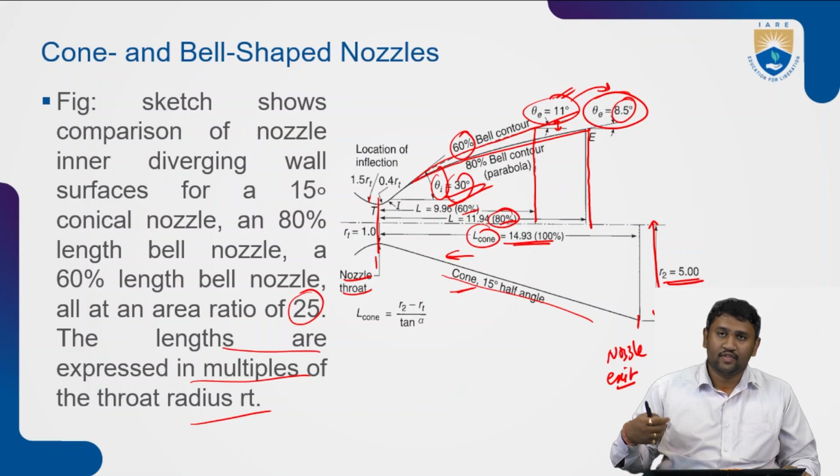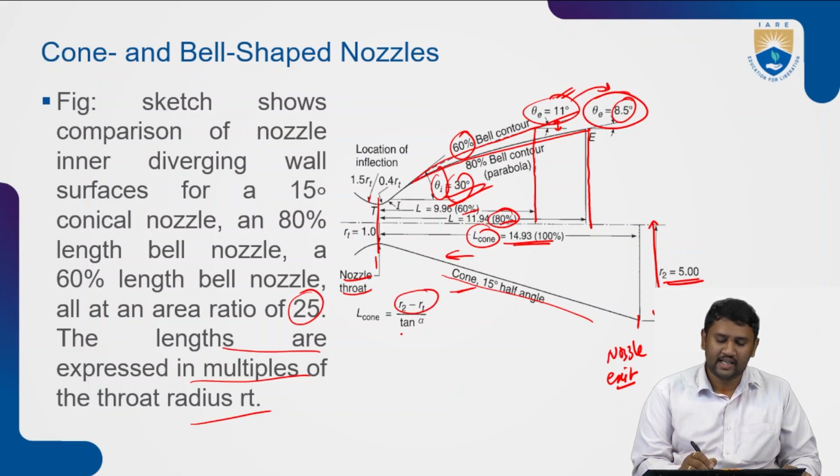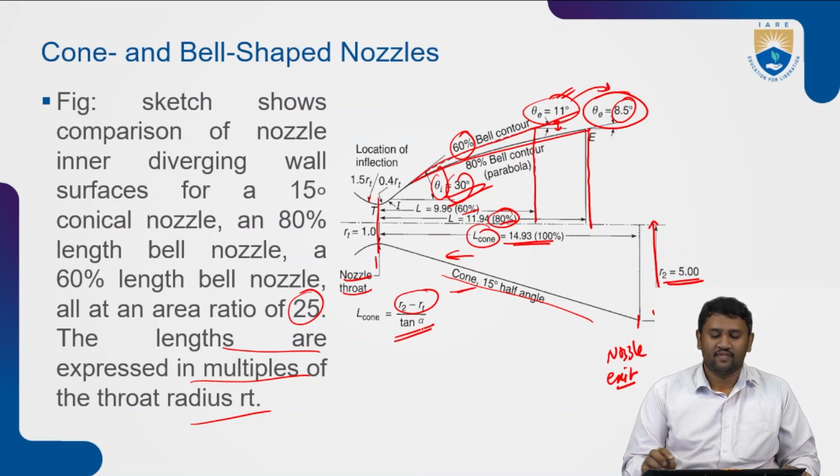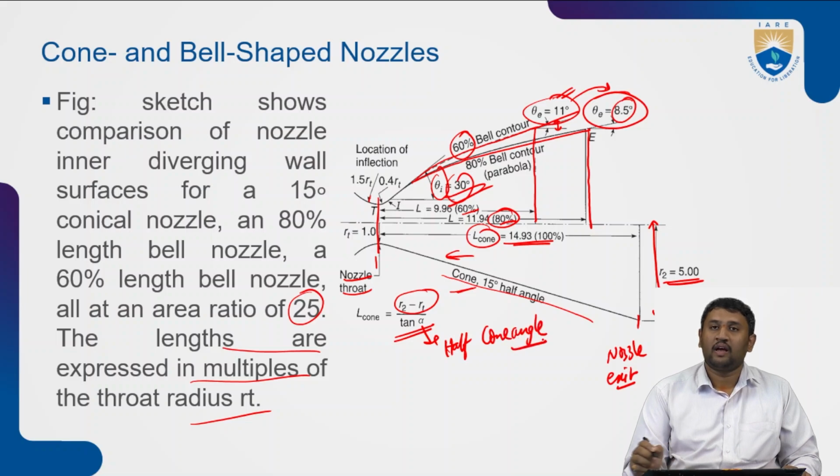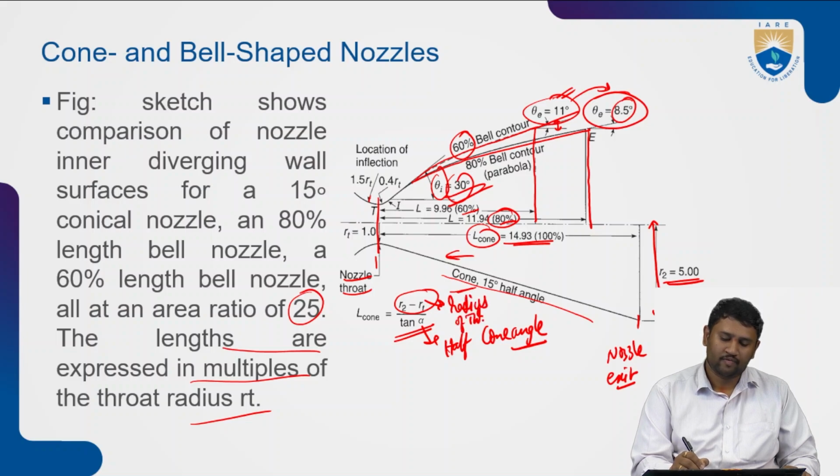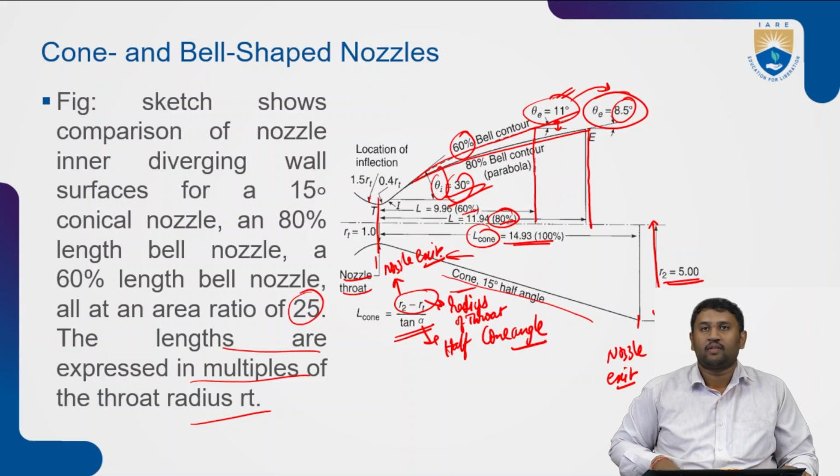Now, the length of the cone can also be represented in terms of half angle, that is R2 minus RT divided by tan alpha, where alpha is my half cone angle, RT is my radius of throat, and R2 is my radius at nozzle exit.